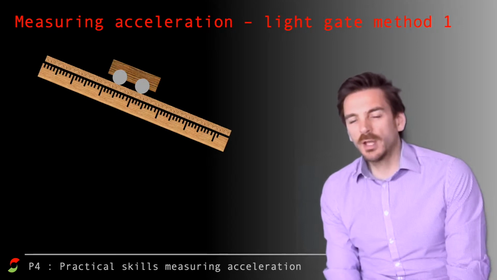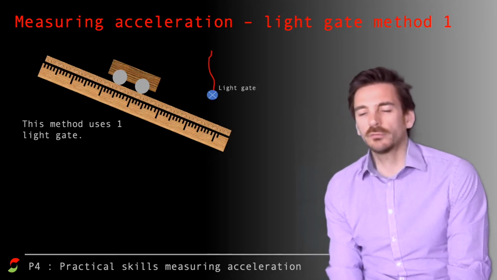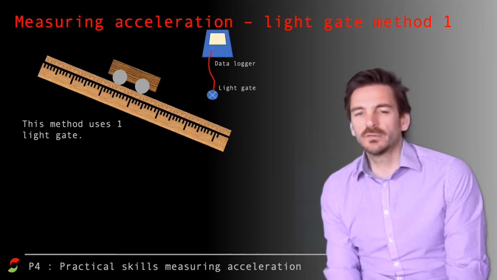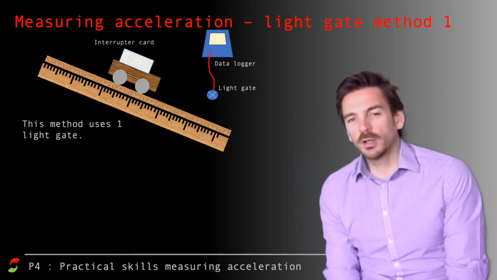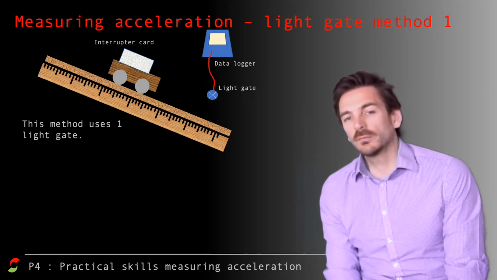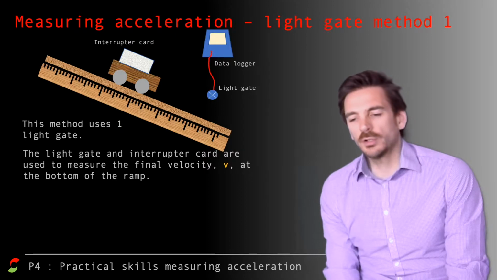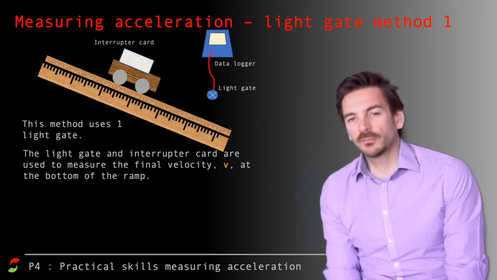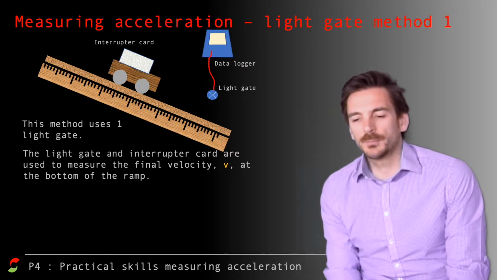So let's have a look at a method of using light gates to calculate acceleration. In this one we're going to use one light gate, and a data logger as well. And we're going to use an interrupter card, which we use when we're calculating speed. The interrupter card is just used to break that invisible beam of light by the light gate. We're going to use the information from that interrupter card and the light gate to calculate the final velocity of this trolley at the bottom of the ramp.